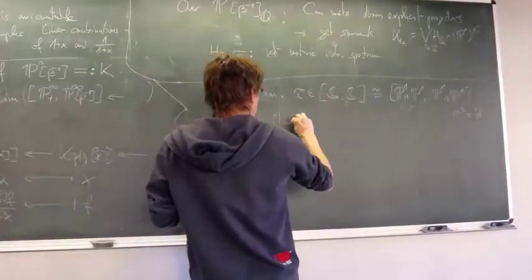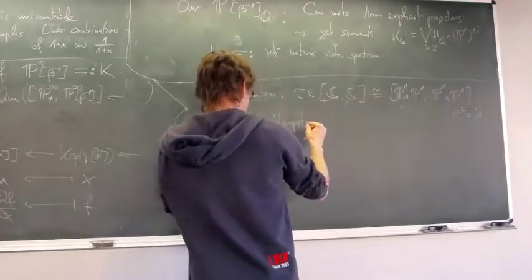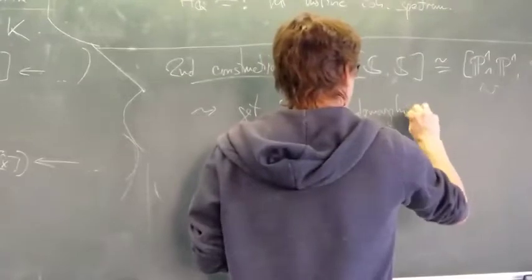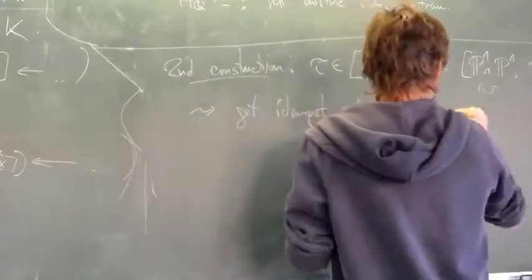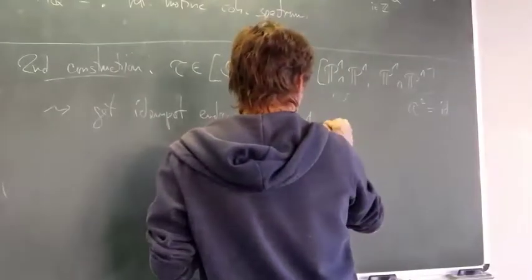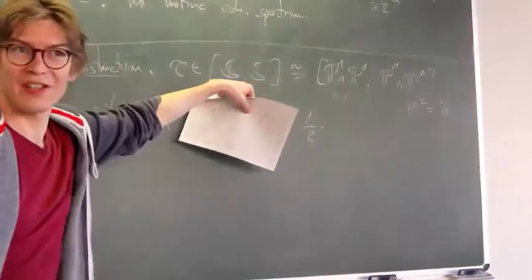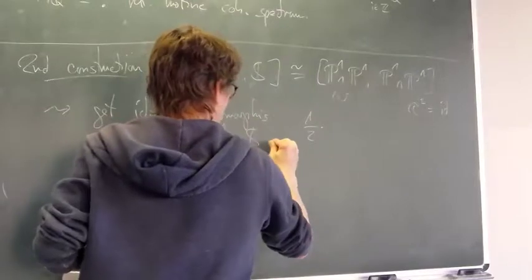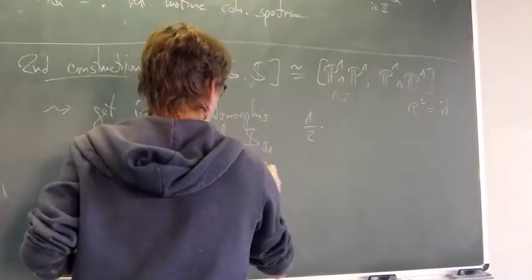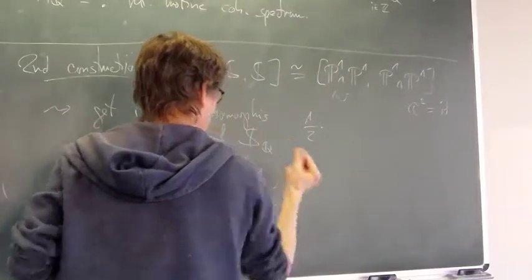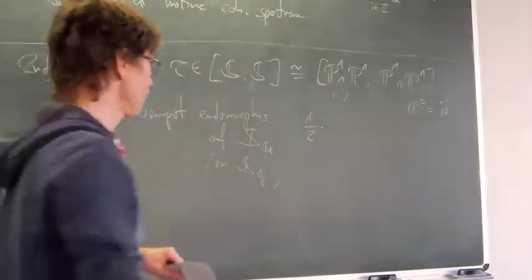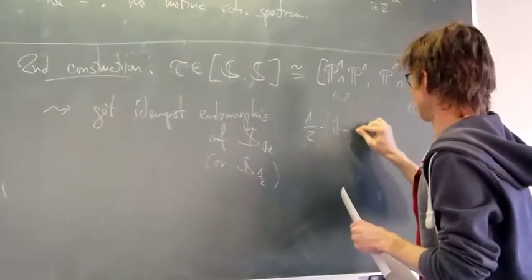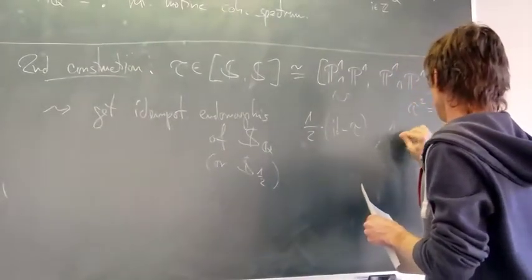And then I get a splitting of my spectrum. I get idempotent morphisms. Namely, I have to invert 2 first, or just rationalize, which I do anyway. Of S, or if you want to insist on doing too much, S with 2 inverted only: one half of the identity minus tau, and one half of the identity plus tau.